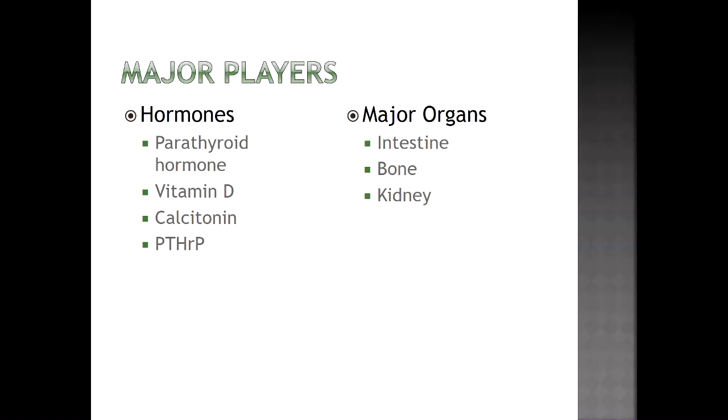So there's some major players that you need to know about. Parathyroid hormone is one, vitamin D is one, calcitonin is one, mainly because we use that hormone to help us, not really because it's that important in our day-to-day regulation of calcium. And then PTHrP, which is parathyroid hormone-related protein, is another one. That is made by cancer cells, and the only reason I'm telling you about it is because we use it diagnostically. The major organs involved in calcium metabolism are the intestine, the bone, and the kidney.